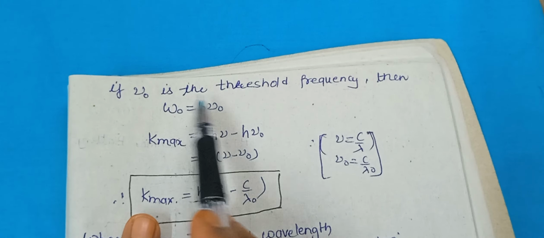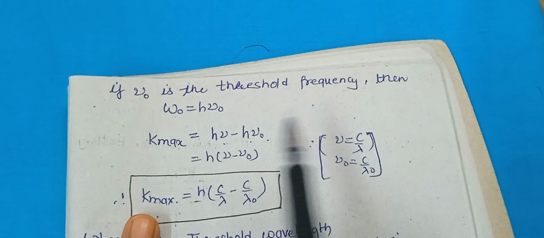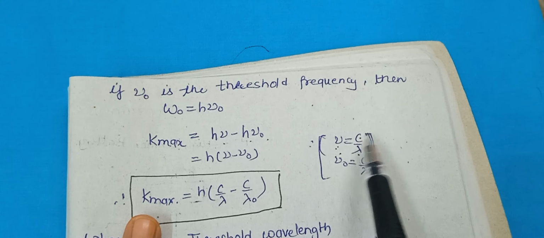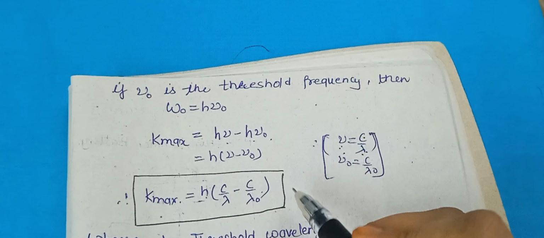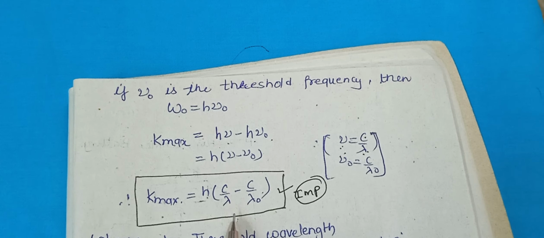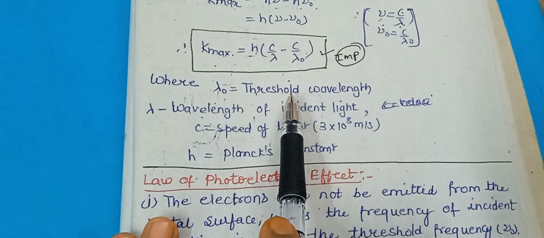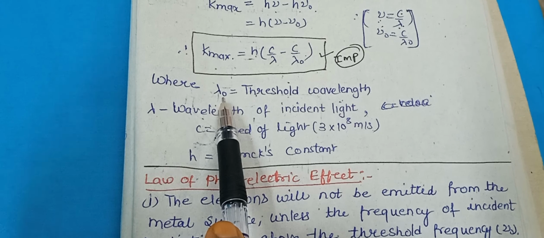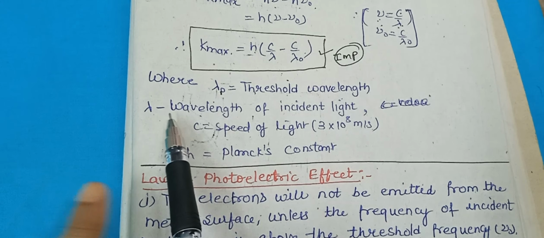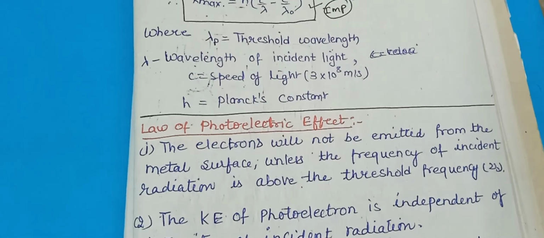Now if nu 0 is the threshold frequency, then K max equals h nu minus h nu 0. We all know that nu equals c upon lambda, that is, frequency equals speed upon wavelength. Just remember this formula. This formula is very important. There are numericals related to this formula, where lambda 0 equals the threshold wavelength, lambda is the wavelength of incident light, c equals the speed of light, and h equals Planck's constant.